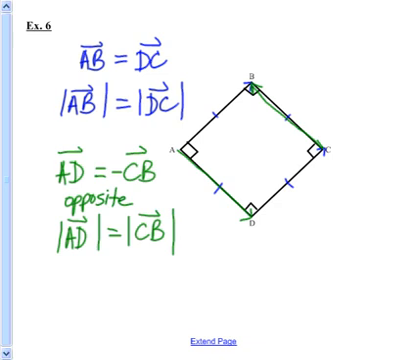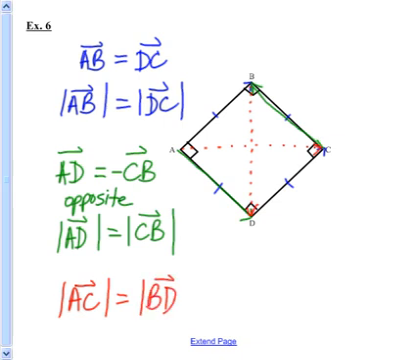Do you remember from grade 9? The diagonals. Right here, AC. The magnitude of the vector AC is the same as the magnitude of the vector from B to D. But they cannot be equal or opposite vectors because their direction is not the same or exactly opposite.